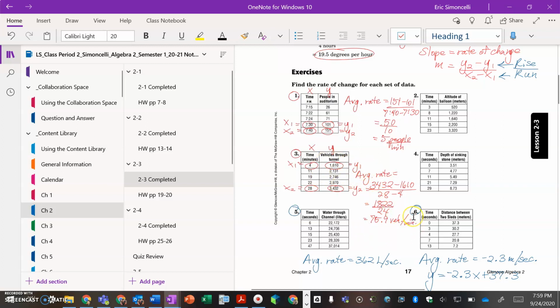Number 6 is a good next question to take a look at. Please try number 5 on your own. Number 6 is good because I asked you to calculate the average rate of change, as I've done in the past. So I challenge you to pick any 2 points and do the same exact process of y2 minus y1 divided by x2 minus x1.